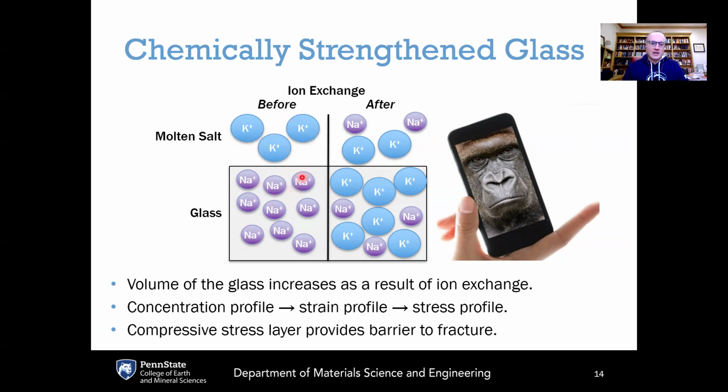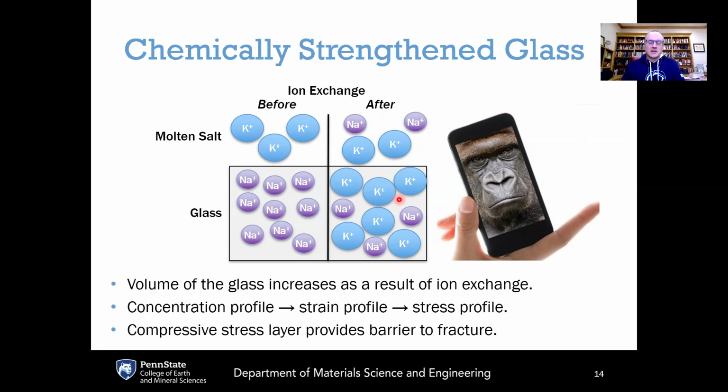So before the ion exchange process, the glass is full of sodium and the molten salt bath has potassium. But as the ion exchange process proceeds, those sodium ions are going to hop out of the glass and become replaced by potassium ions from the molten salt. And this process occurs on the timescale of several hours and at temperatures on the order of 400 degrees C.